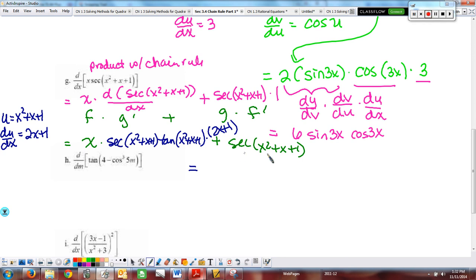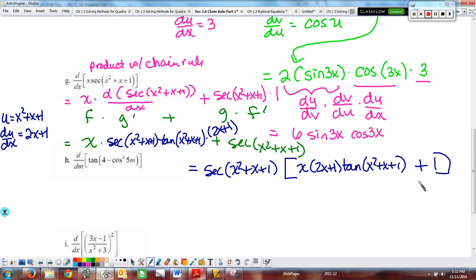Now I have a GCF, so I'm going to pull out the secant of x squared plus x plus 1. And then over here I'm going to be left with 2x plus 1, tangent of x squared plus x plus 1, and that's all plus 1. That was just to make it prettier, and I didn't feel like writing this twice. But does everybody see the idea here? You have to be very methodical. You have to first apply your product rule, and then within the product rule, you have to apply the chain rule in order to do the derivative of the secant of x squared plus x plus 1.